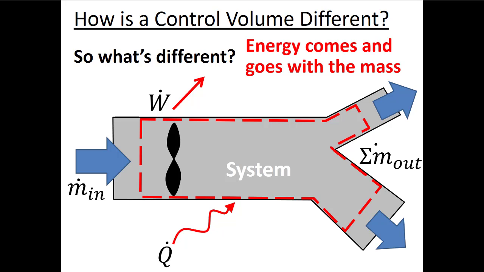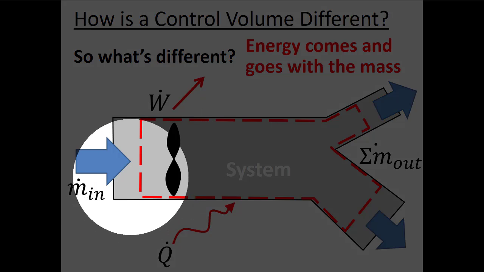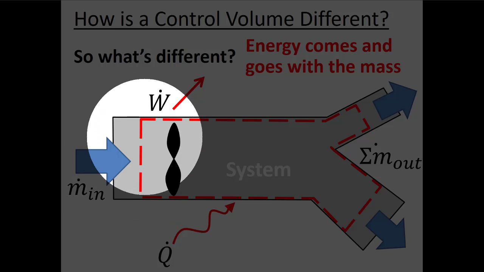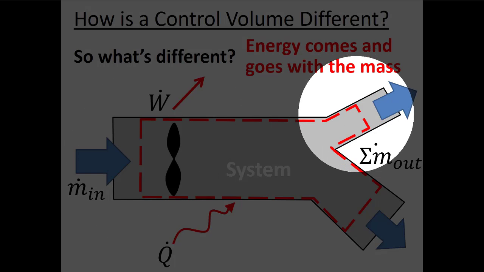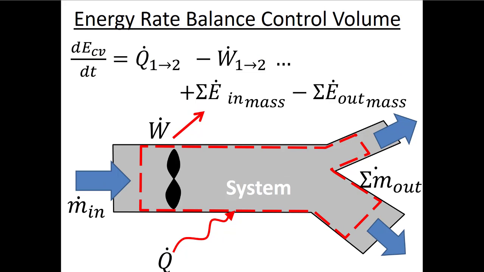In closed systems, maybe the amount of energy stored inside our mass was changing over time. But here with open systems, remember now we're looking at positions. So my energy that's coming in with this mass flow rate in might be different than the energy that's going out with this mass flow rate out. So I need to be able to track or account for the energy that's entering and leaving my system with the mass.